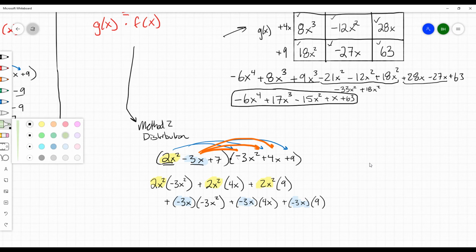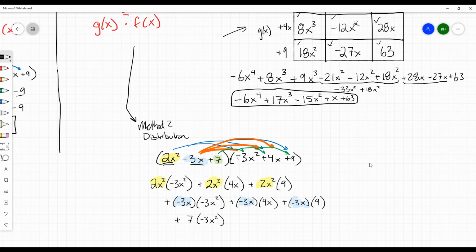And then ultimately, I'm going to take this 7, and I'm going to be doing the same thing and multiplying it with all of the other values. So just like before, this is also going to be kind of like the area model, but you're just going to organize it in a big polynomial instead. So here I'll get plus 7 times negative 3x squared plus 7 times 4x plus 7 times 9. And then you could follow the same steps as before. You'll simplify each of these by multiplying them, and then you should get the same answer that you just had up here.